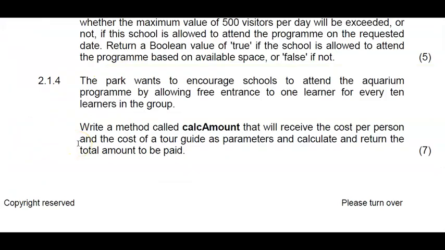This question is asking us to write a method called calc_amount, and it will receive the cost per person. So there is the one parameter, cost per person, as well as the cost for a tour guide. So I have two parameters being received, and then it will calculate and return the total amount paid in the result.